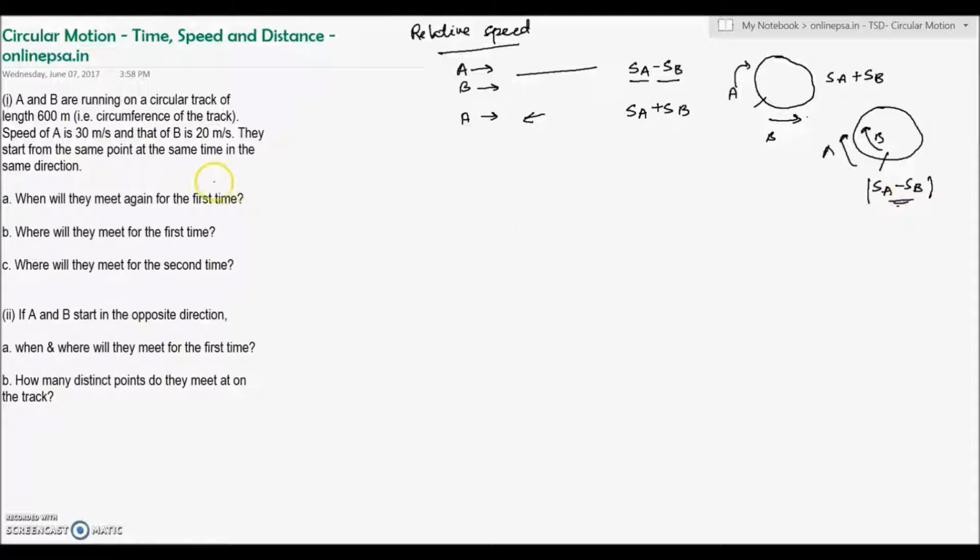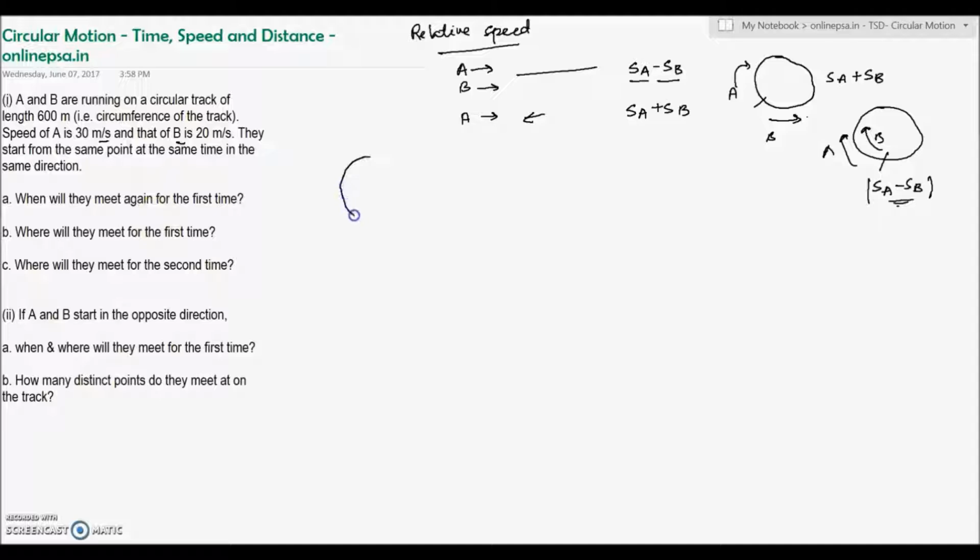So let us see this problem that we have here and see how we can start with applying the same principles here. A and B are running on a circular track of length 600 meter, the circumference of the track. The speed of A is 30 meter per second and that of B is 20 meter per second. They start from the same point at the same time in the same direction. The question is, when will they meet again for the first time?